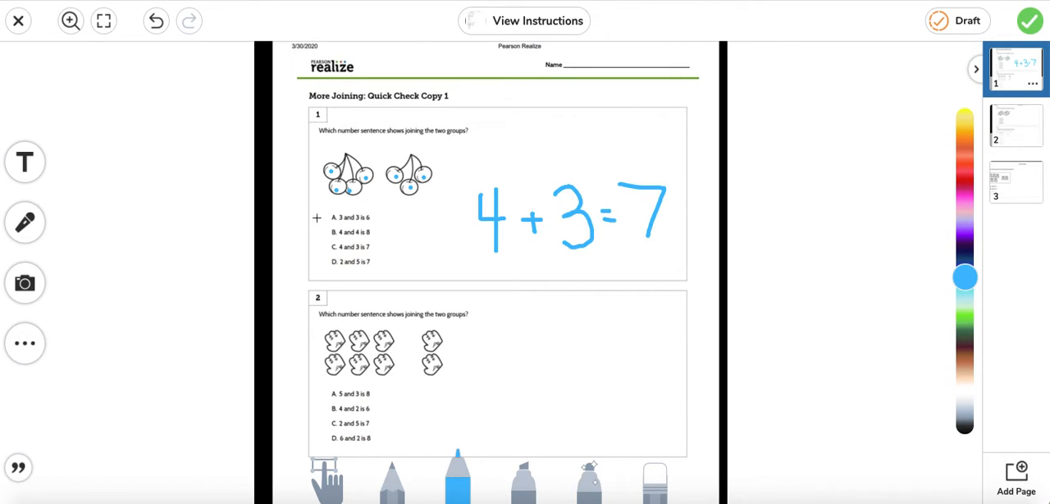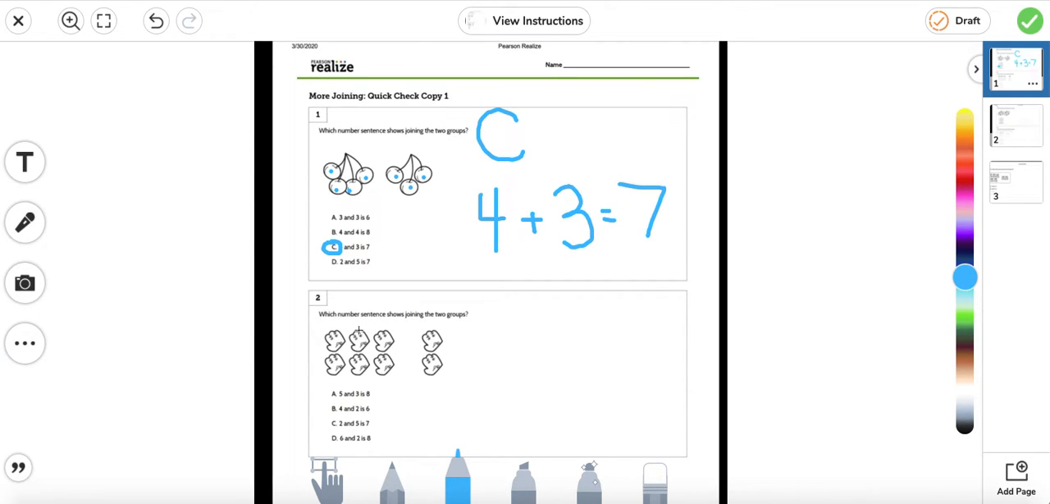So let's see which of our answers matches our equation. A, 3 and 3 is 6. No. B, 4 and 4 is 8. No. C, 4 and 3 is 7. 4 and 3 is 7. Yes, we found our answer. It's letter C.